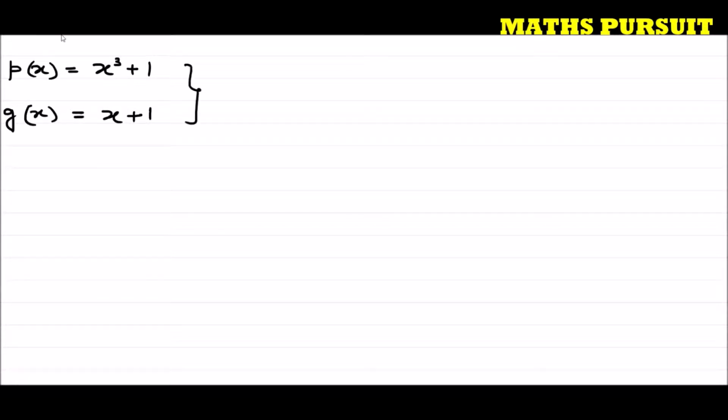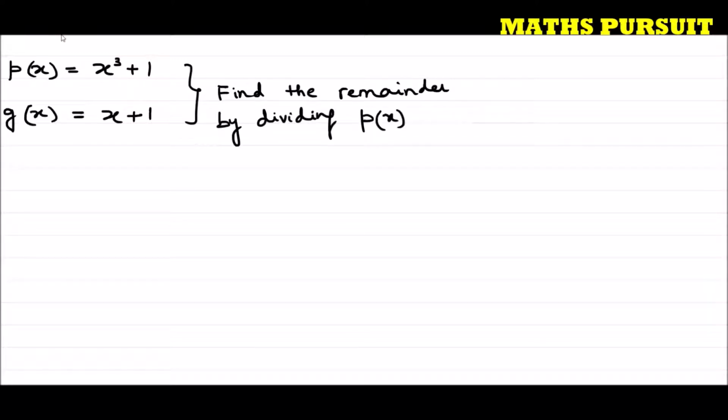And the question is asking us to find the remainder when we divide p(x) by g(x). How to find the remainder? By dividing p(x) by g(x). This is how we need to divide and find the remainder. This is what the question is asking us.